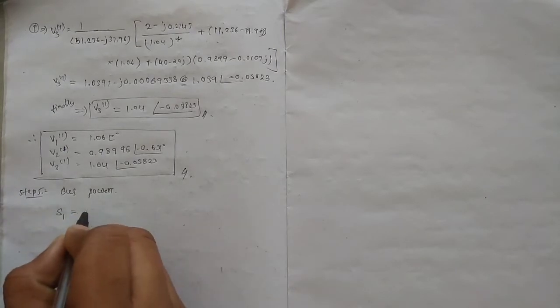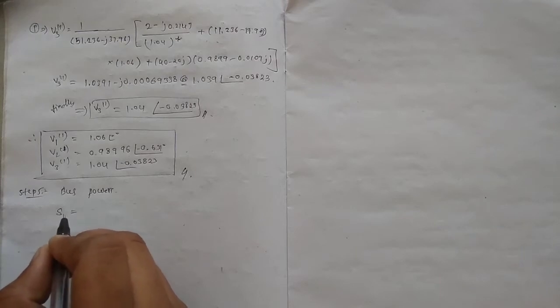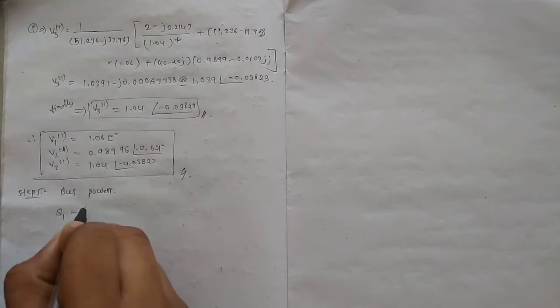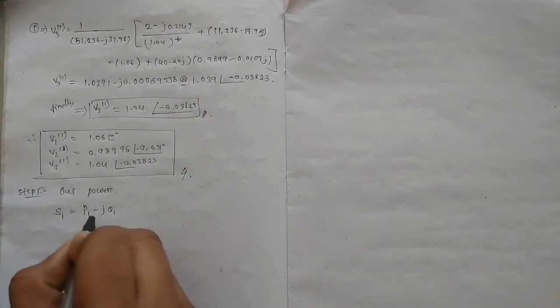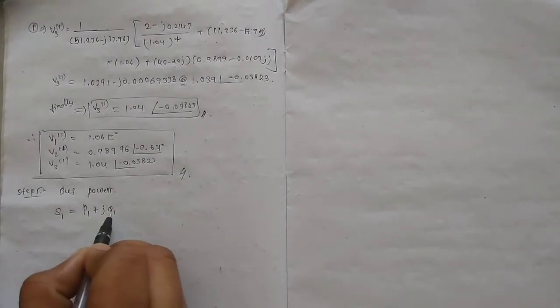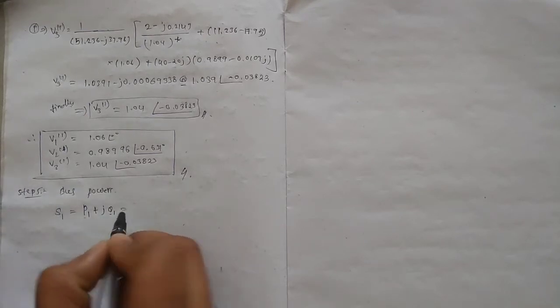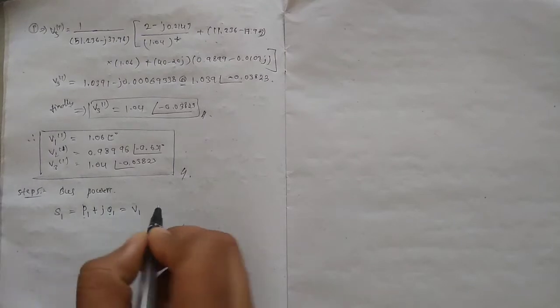For these formulas, I explained them in the previous video lecture, at the start of the numericals of the GSLF method. Please refer to that. S1 is equal to P1 minus jQ1, or P1 plus jQ1, and P1 and Q1 of the slack bus are not known, therefore we cannot use this formula.